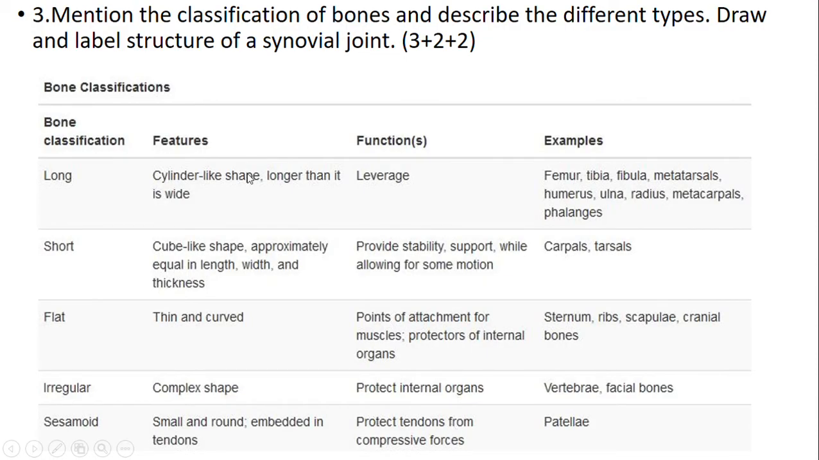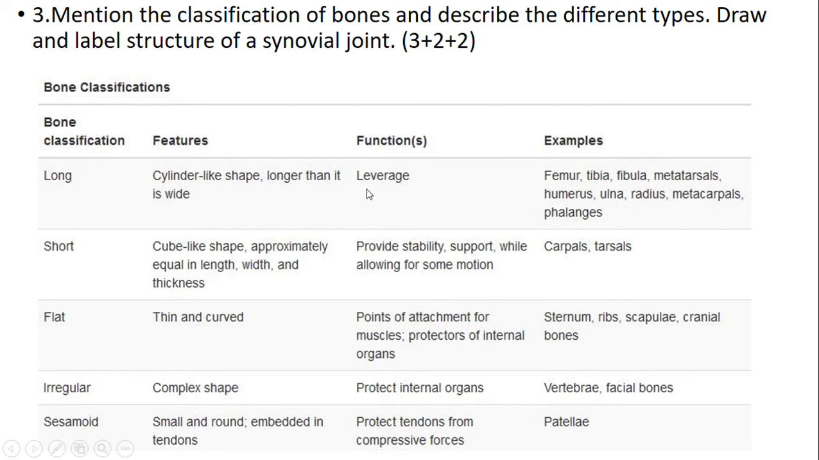The third question is mention the classification of bones and describe different types. Draw and label a structure of a synovial joint. So the bones are classified into long, short, flat, irregular and sesamoid. So here are the examples of these types of bones and their functions.